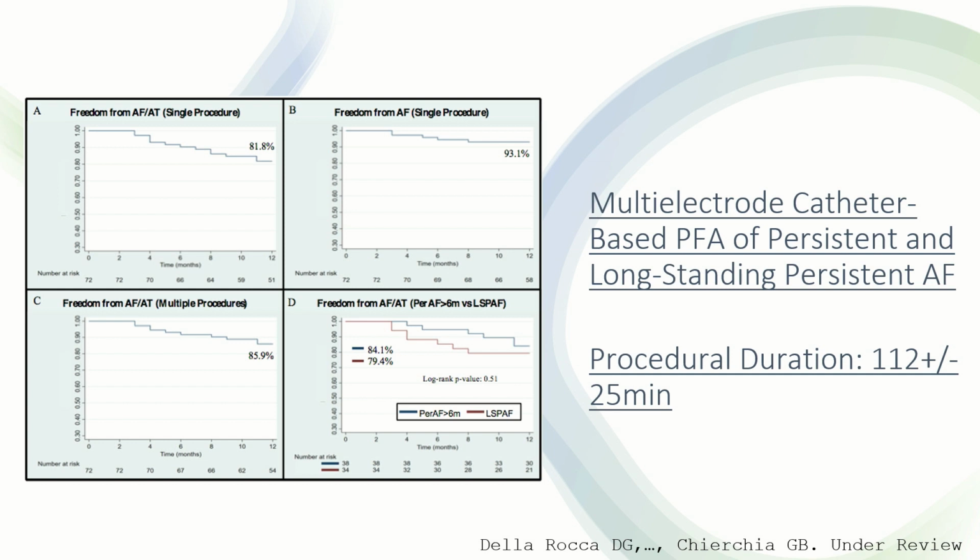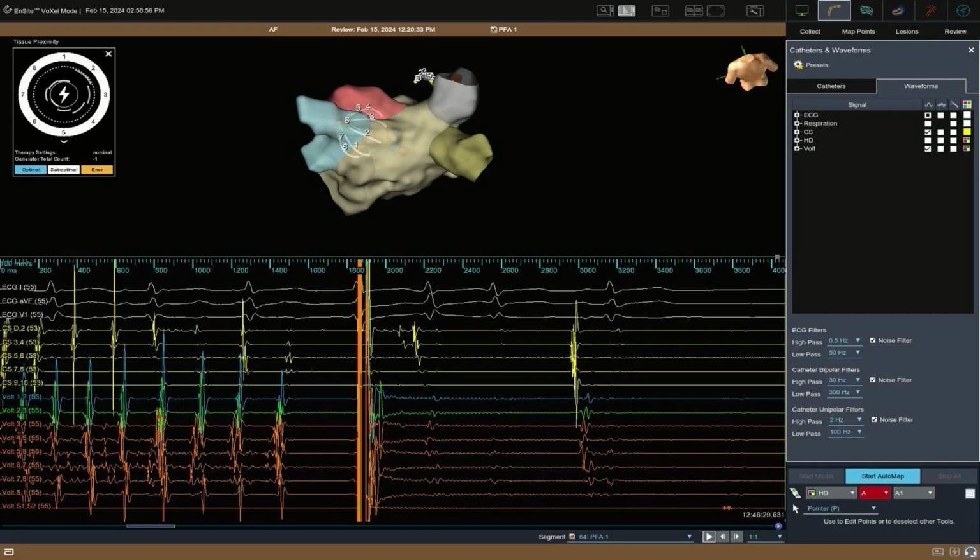Freedom from AF is good, more than 90%. And as you can clearly see on the lower right panel, what you would imagine is that the longer the patient has been in AF, the lower the results will be, obviously. So if the patient has been persistent for a longer time, you would expect a lower result even with the approach.